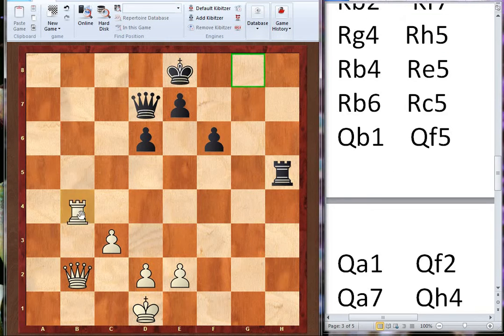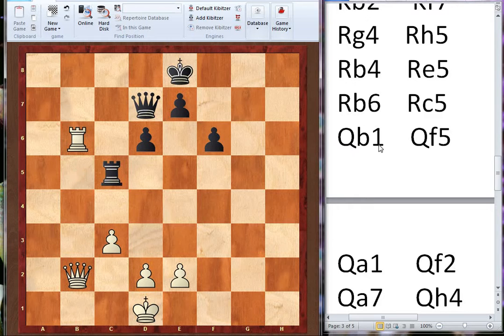Now white plays rook here. So capital R B4. R B4. Black goes rook here. Capital R E5. White rook goes here. Capital R B6. Black rook comes here. Capital R C5.